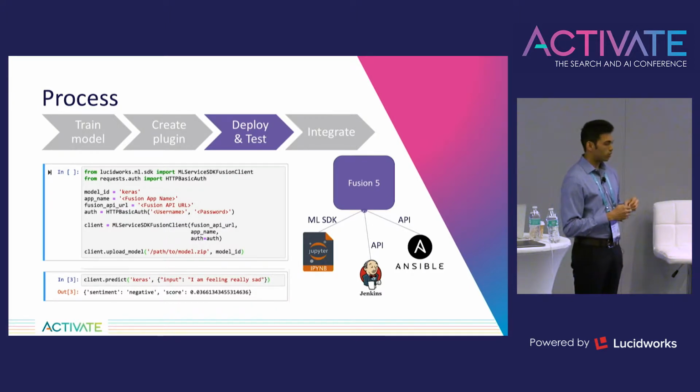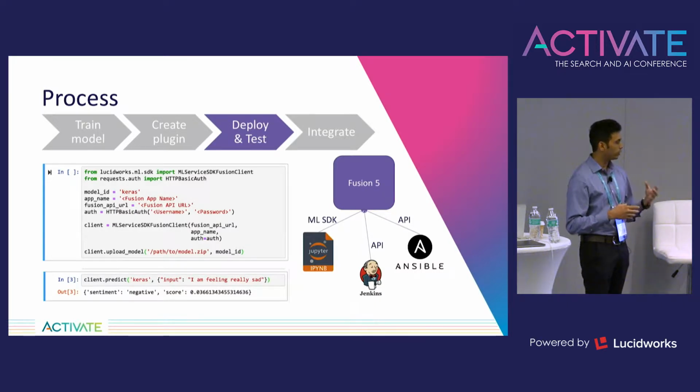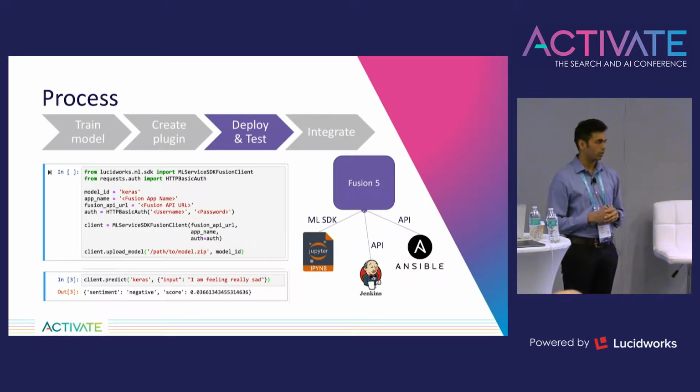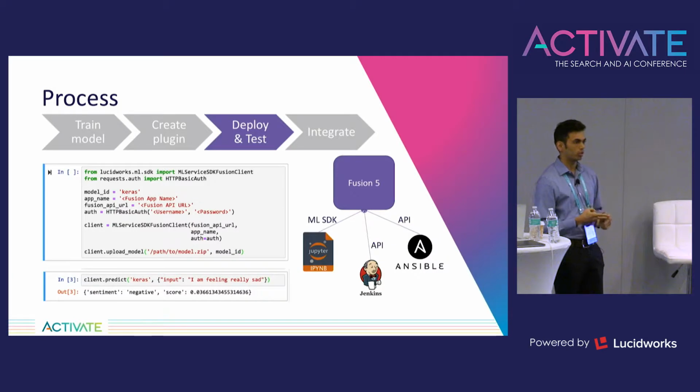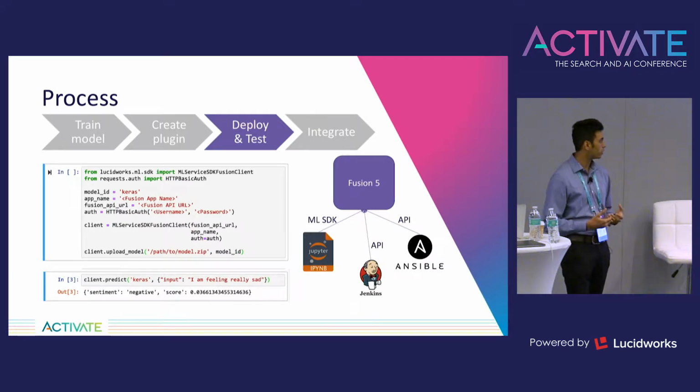What we want to do is keep it very simple for the data scientist to actually go and test it out. So you can do it via pip install. If you do pip install Lucidworks ML SDK, you will have this connection point to use. So all you have to do is specify the model ID, the app name, the Fusion app where this model should go into, and the Fusion URL, wherever your URL is, like the dev environment or the QA environment where you want this to be tested out.